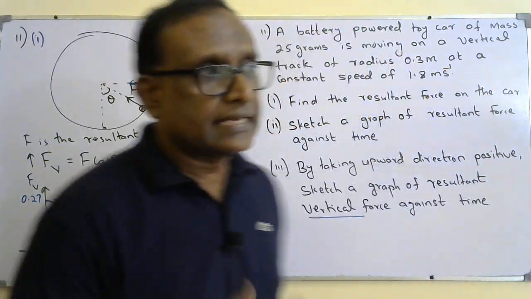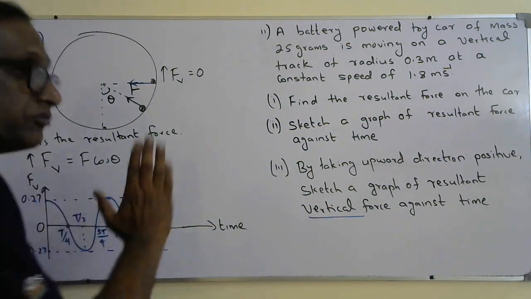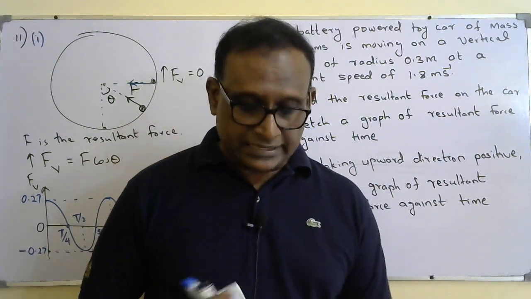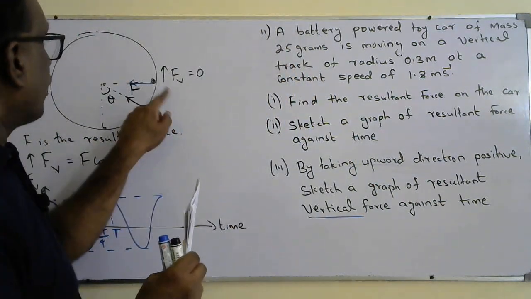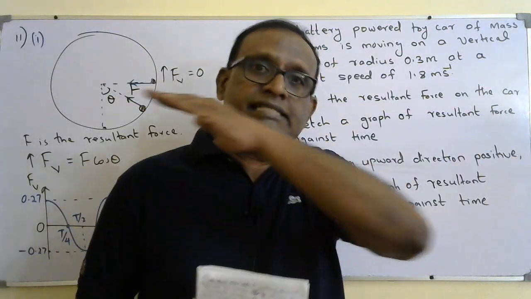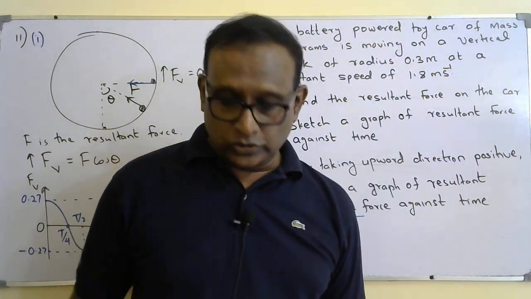Students have a wrong idea sometimes. They might think the centripetal force is 0. No, we are drawing the graph for the vertical component of the resultant force, or the vertical component of the centripetal force. That will be 0 on either side along the horizontal line, a line passing through the center, which is a horizontal direction. No vertical component.